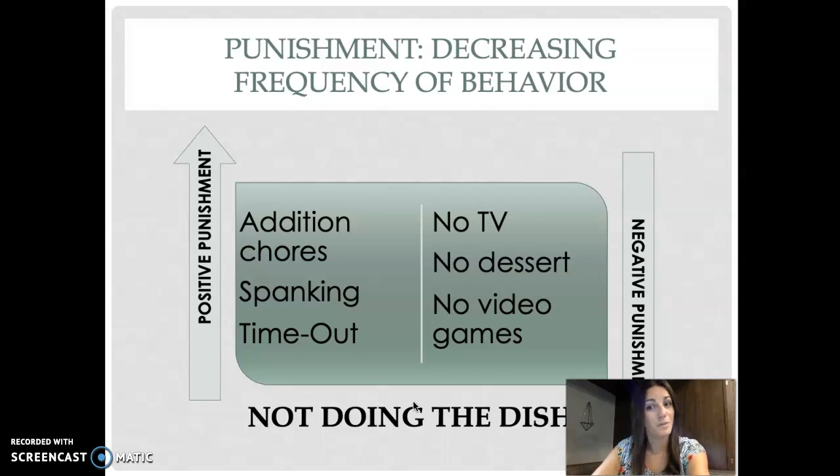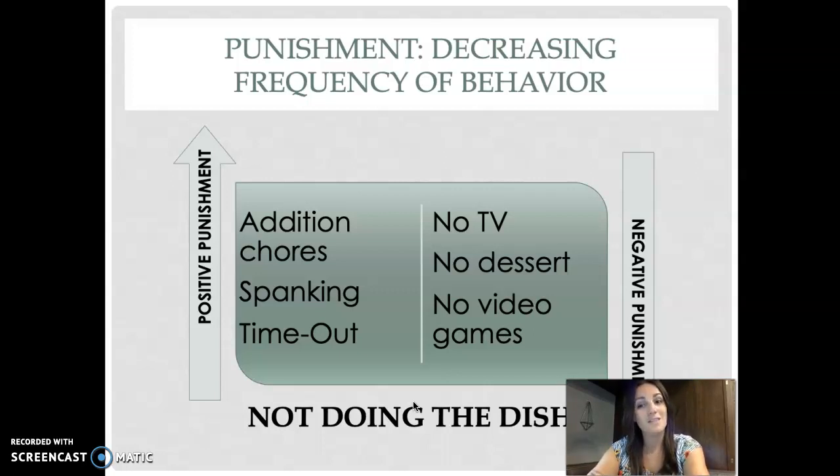We could have positive punishment and a negative punishment. Now, let me be clear, semantics is hard here. In child development, developmentally appropriate practice, punishment is not okay. So I want to be very clear here as I'm clarifying my example. So let's say the behavior is a child is now not doing the dishes. They are refusing to do the dishes.